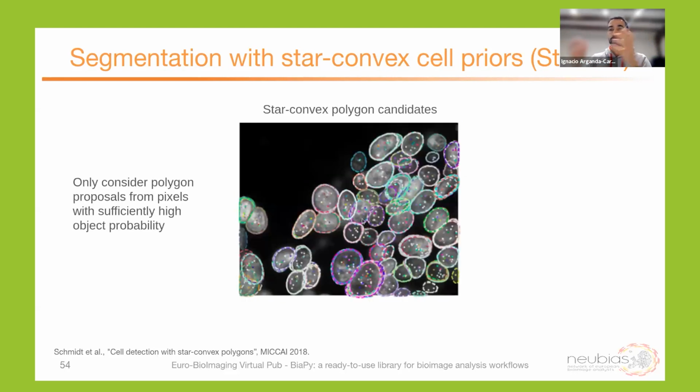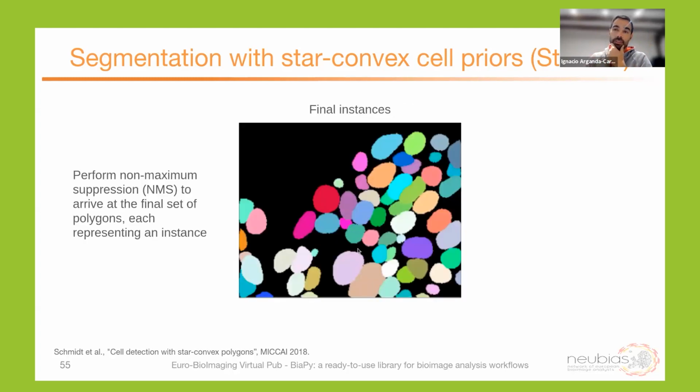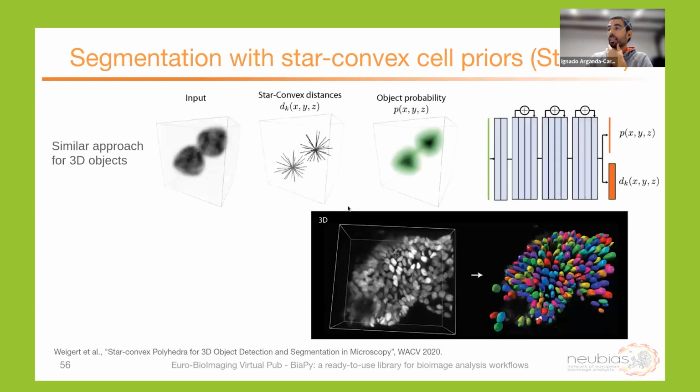So out of that, in the post-processing step, they have what they call a convex polygon for every object, actually more than one usually. So they have to do some non-maximum suppression to get just the most likely one for every object. But it works very nicely. They also presented this to do it in 3D. So it's just a 3D U-Net-like architecture with the same type of outputs, no? The object probabilities and all the distances, but now in 3D.